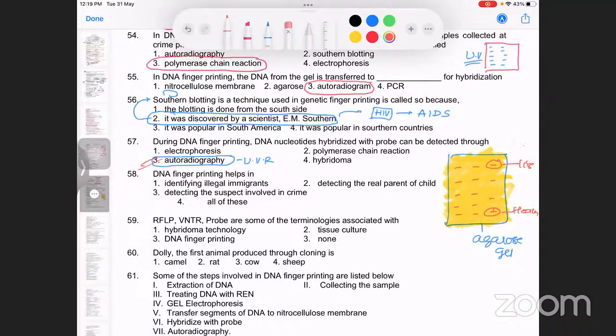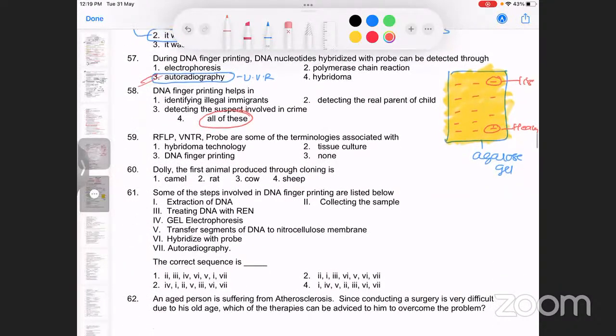DNA fingerprinting, DNA nucleotide which is hybridized by a probe, will be detected by autoradiography. Either repeated, it is all of these. So RFLP, VNTR probes are some of the technology associated with DNA fingerprinting.